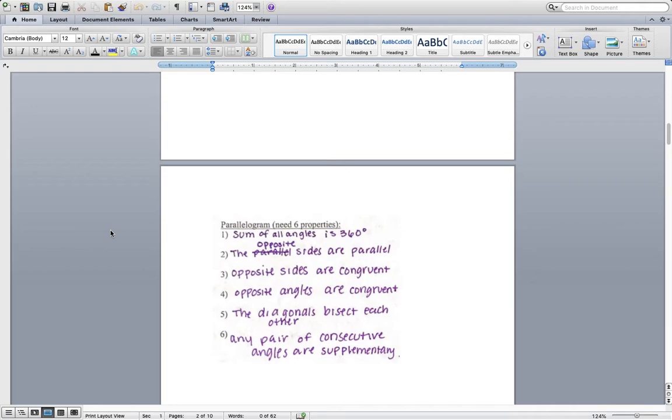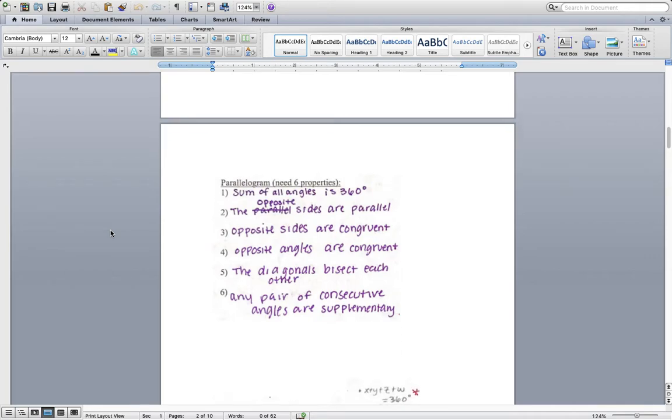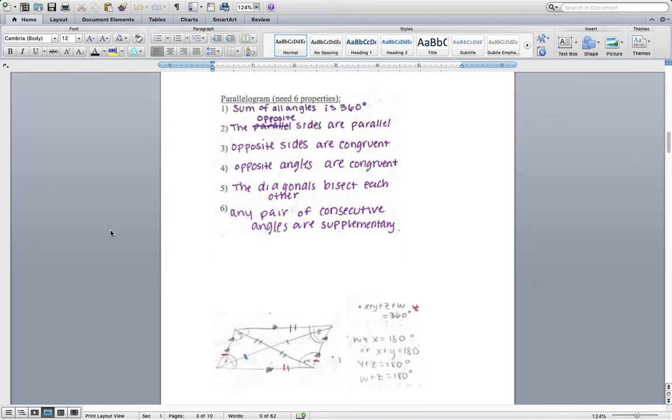The opposite angles are congruent to each other, and we'll draw a picture to show all these things. The diagonals bisect each other, so both diagonals cut each other in half. And any pair of consecutive angles are supplementary. Consecutive angles are 2 angles right next to each other in a parallelogram, so we will talk about that as well. So you can write those down, and then you can also add this drawing at the bottom.